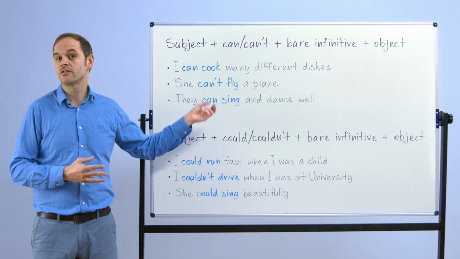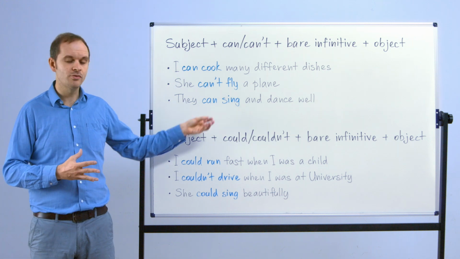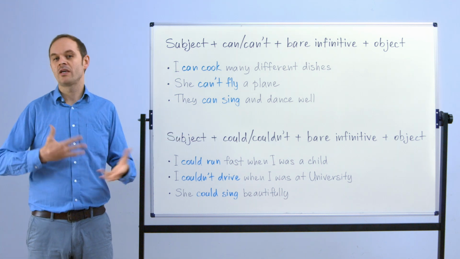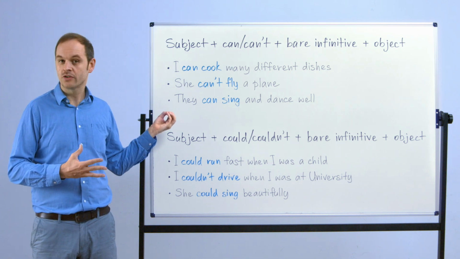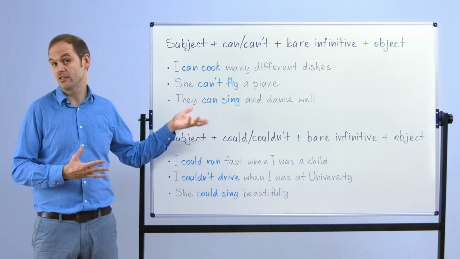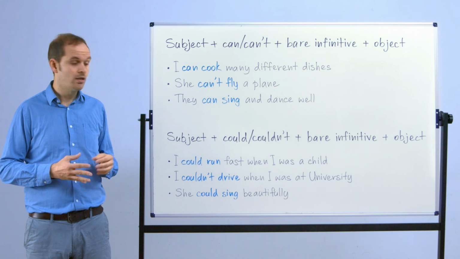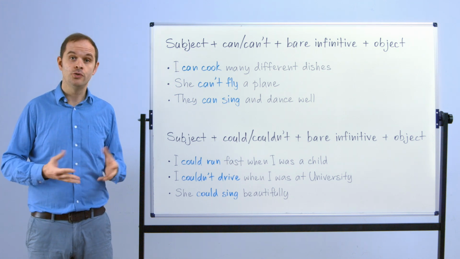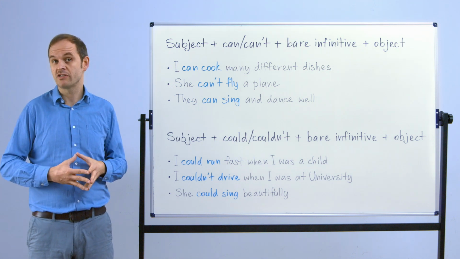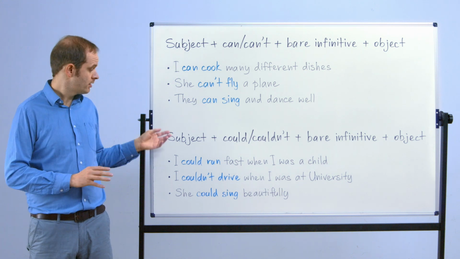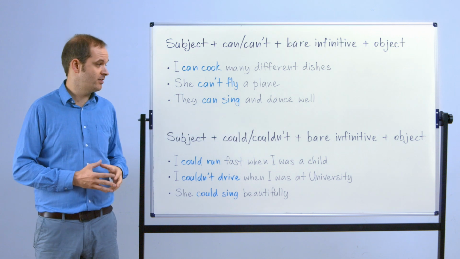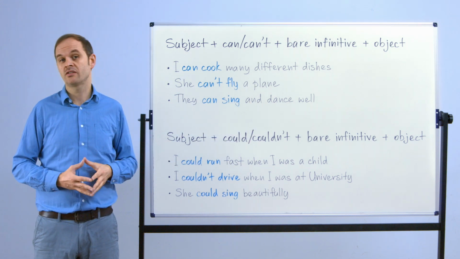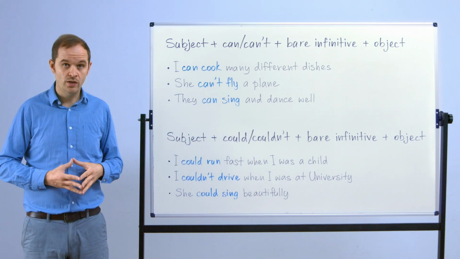They can sing and dance well. So here, a slightly more specific ability, but by using can, we're just stating very plainly what this person can do. And in this case, they can sing and dance well. The past form of can is could. So the sentences look very similar in terms of the structure. Subject with could or couldn't in the negative, bare infinitive again, and we can use an object at the end of these sentences as well.